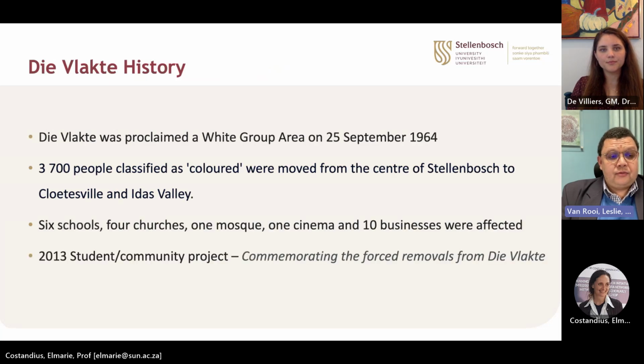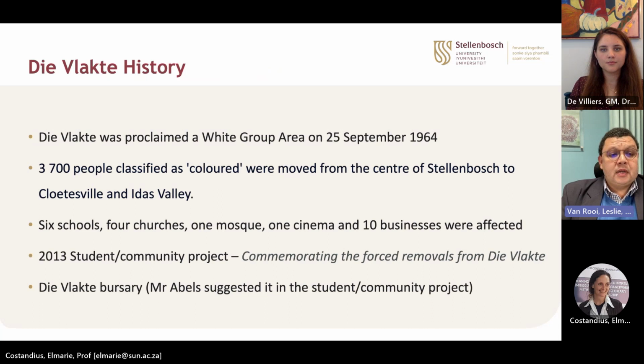Something of the history of the area of the Vlakte. It was promulgated as a white-only area in 1964. It also meant that, of course, the rest of the area around what is today Stellenbosch University was declared a white-only area, meaning that only white South Africans could stay in this area. About 3,700 people classified as so-called colored were moved from this area, that is the center of Stellenbosch, to two neighboring communities, two newly established communities designated for so-called colored people.